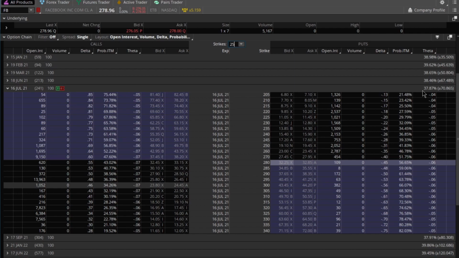Okay, so I've covered the commonly used terms in the money, at the money, and out of the money. Now in the next lesson, I will cover the 4 Greeks associated with options: delta, gamma, vega, and theta.